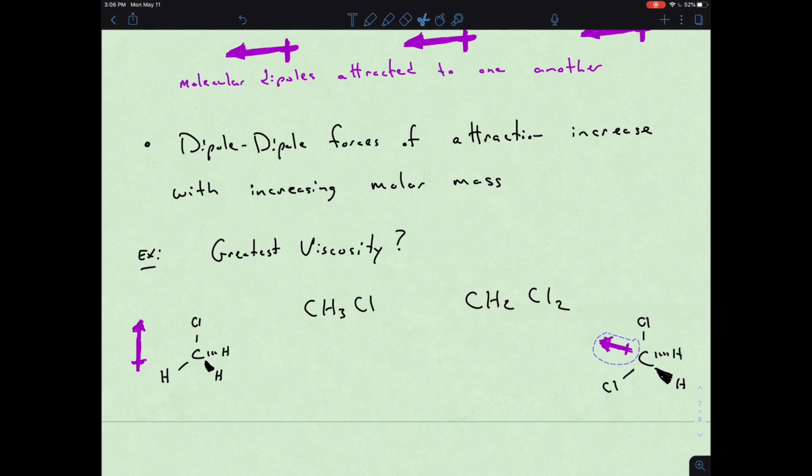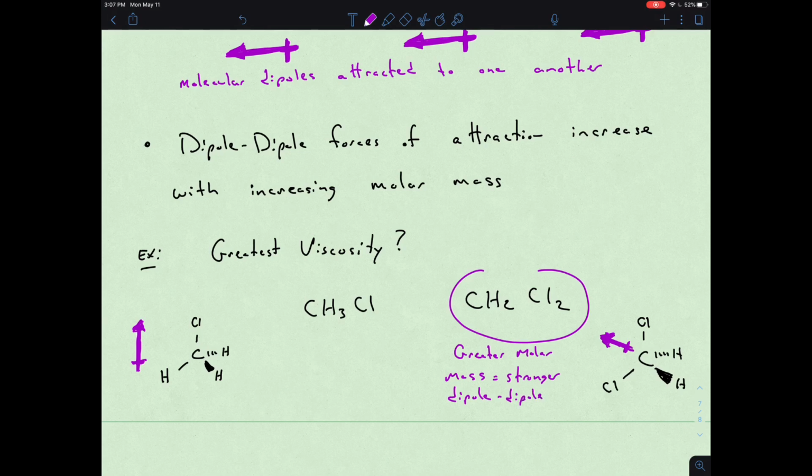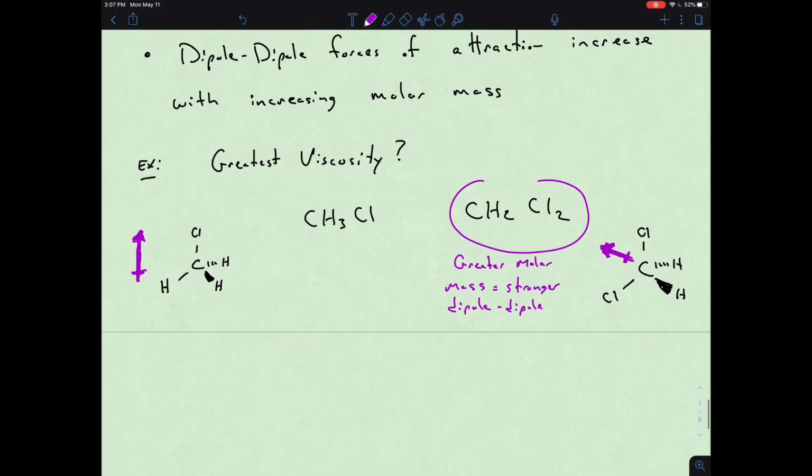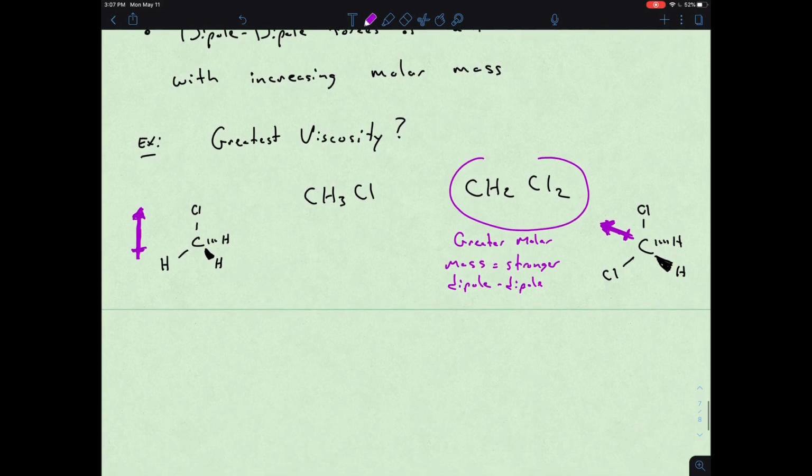So then it looks like that. And so it's not a relation to the dipole, just a relation to molar mass. So greater molar mass means stronger dipole-dipole attraction. So that's dipole-dipole. The last one is dispersion.